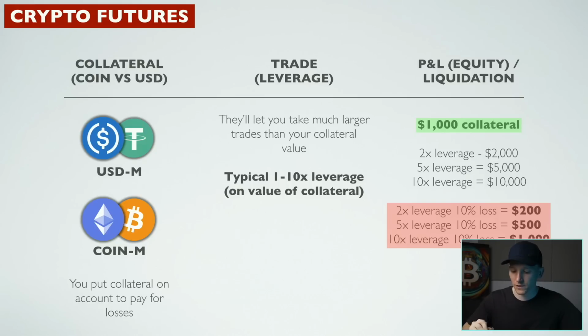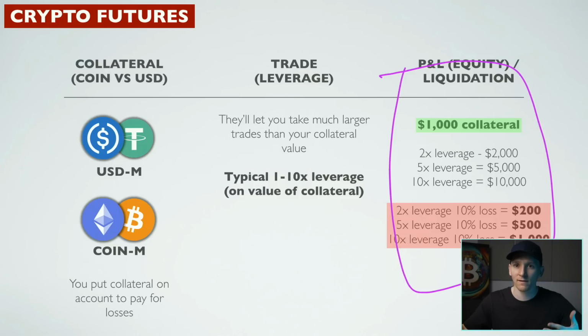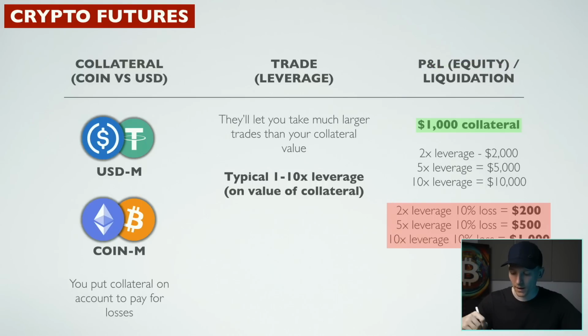So 2x leverage means that with $1,000 collateral, you can open a $2,000 position. 5x leverage, you can open a $5,000 position. 10x, $10,000 position. But you've still got that $1,000 there to pay for any potential losses. What that means is losses are way quicker, right? So with 2x leverage, a 10% loss is like $200. With 5x, $500, and then with 10x leverage, a 10% loss is a $1,000 loss on your trade size, which wipes out your underlying collateral. So using leverage makes percentage moves much more volatile. So in a volatile asset class as well, right?